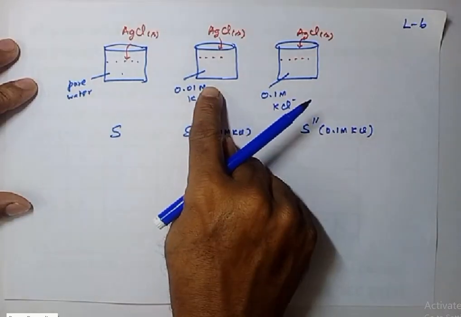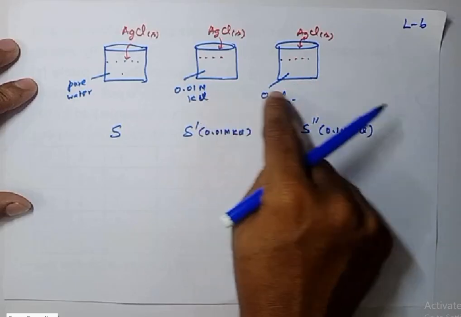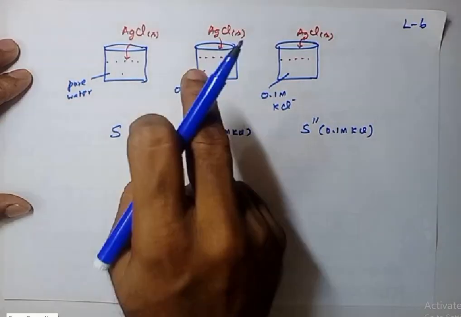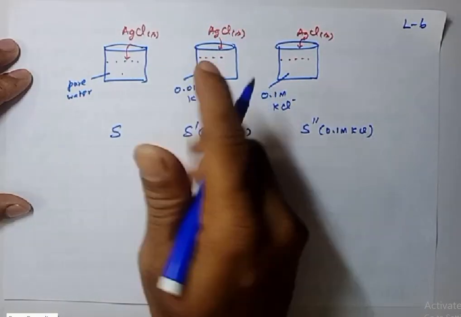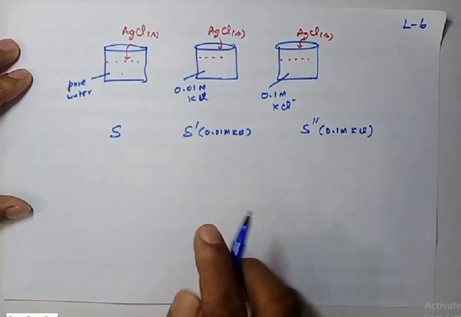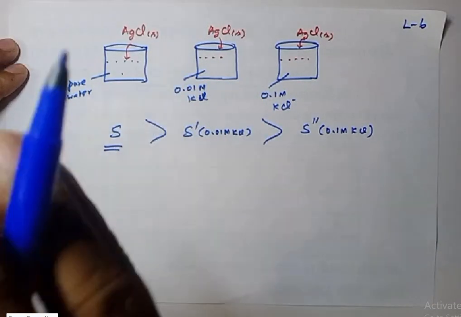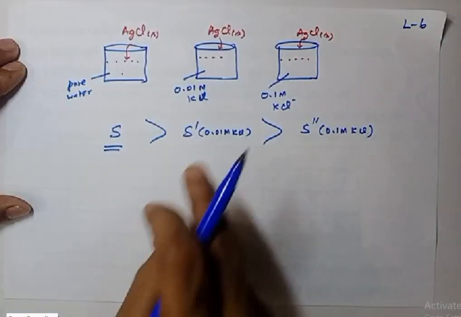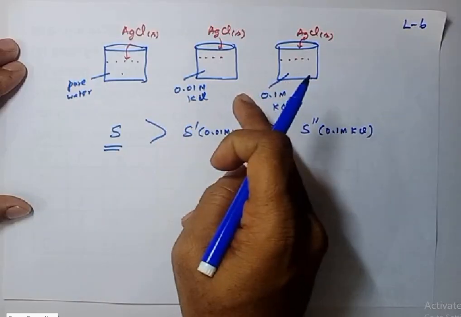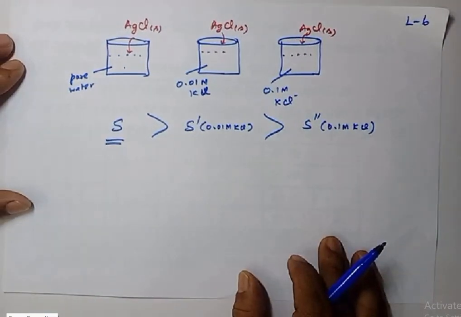Here we have a common ion but the concentration is low. Here also we have the same common ion but the concentration is high. As the common ion concentration increases, or if the addition of a strong electrolyte containing the common ion increases, what will happen? Solubility gets reduced. So keep this point in mind. Solubility in pure water is high compared to the solubility of a sparingly soluble salt in a solution containing its common ion. So this is what we discussed in the last lecture.